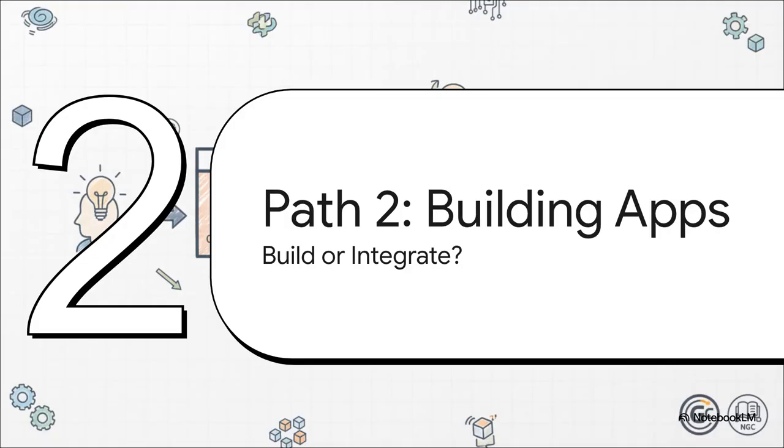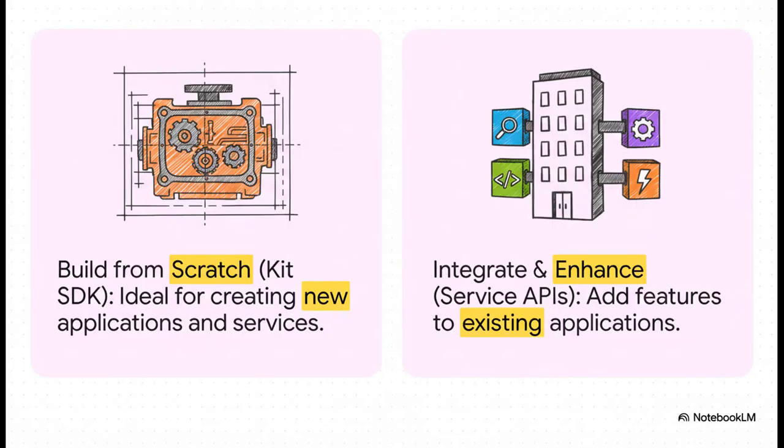Okay, so you've got a solid data pipeline in place. Now we're moving on to path 2, building the application. And here, you're going to face a really fundamental choice. Do you build something brand new from the ground up, or do you integrate Omniverse features into an application you already have? This choice really comes down to 2 main approaches. Building from scratch with the Omniverse Kit SDK, that's like getting a whole new Lego set, right? It's perfect for new apps that need really deep integration with rendering and physics. The other way is using service APIs. That's more like adding powerful, specialized plugins to a structure that already exists, letting you boost your workflow without a complete teardown and rebuild.